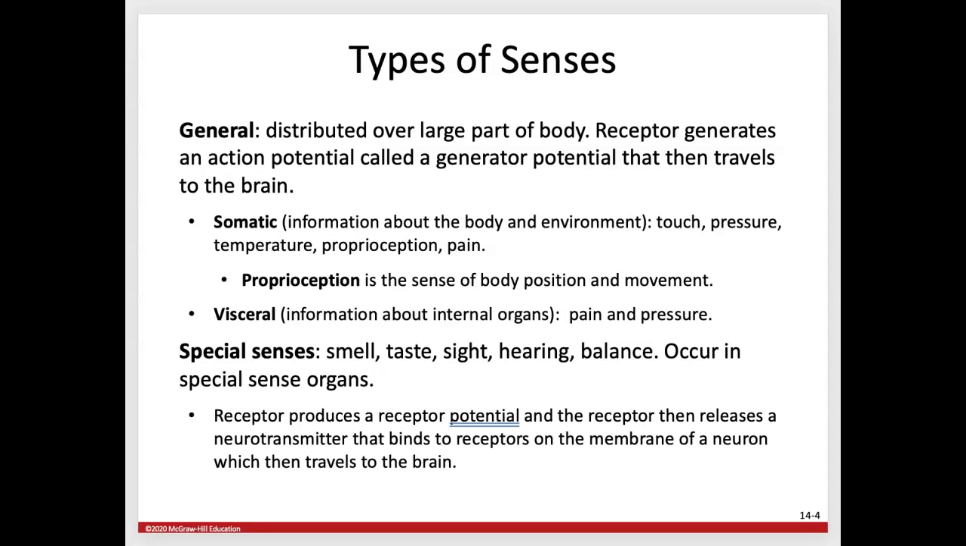In addition, we have special senses. And just to make sure you can follow what I'm doing here, the general senses include these here, okay? And then special senses are going to include smell, taste, sight, hearing, and balance. Those occur in special sense organs. The receptor will produce a receptor potential, and the receptor then releases a neurotransmitter that binds to the receptors in the membrane of the neuron, which then travels to the brain.